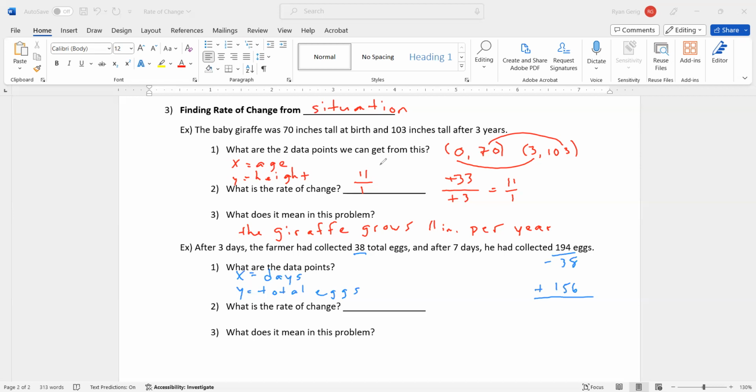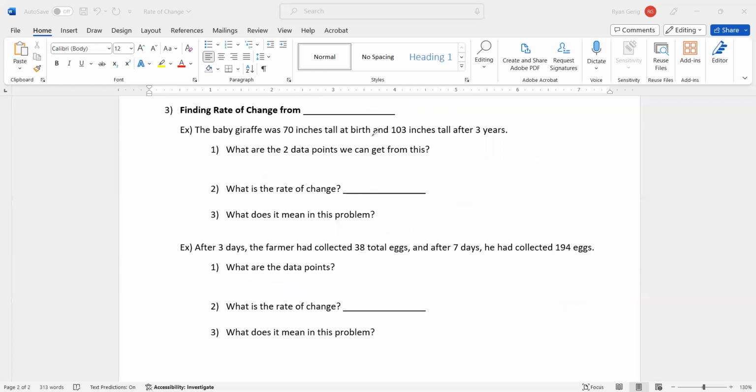So from 3 to 7 is 4 days. And then divide to get that in reduced form, you get 39 over 1. What is the rate of change? 39 over 1. If it's over 1, you can just write 39, but it does help with labeling if you have it as a fraction. So what does it mean? It means 39 eggs per day. And that is rate of change. We're going to talk about slope and how it's related to rate of change in the next lesson.